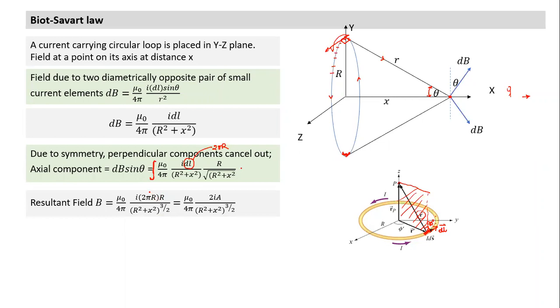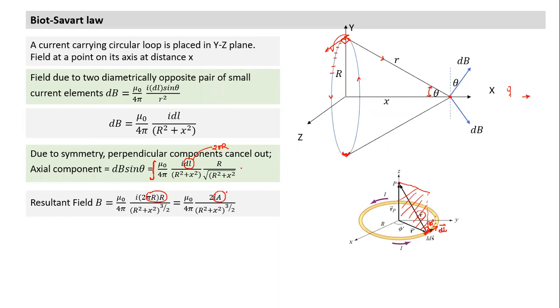I noticed this term pi r square. What is pi r square? That's the area of the loop. So I can write it as 2 into I into area. And we give a special name to this, current into area. This current into area is called the magnetic dipole moment. We'll see some more about the dipole later. This is the first time we are calling something a magnetic dipole moment. Any current carrying loop is a magnetic dipole.